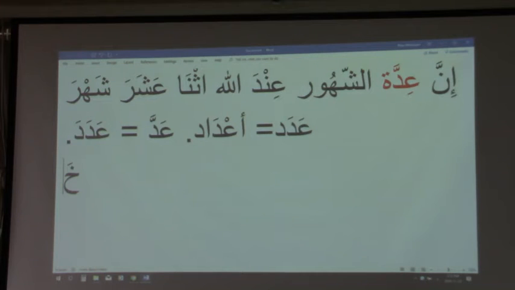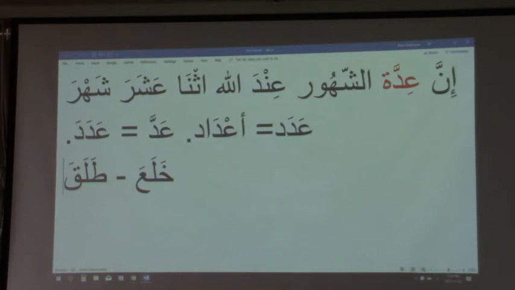Khala'a means to uproot. So we have khala'a and we have talaqa, which means to release. Talaqa means to release. Khala'a is to uproot. Now listen carefully.